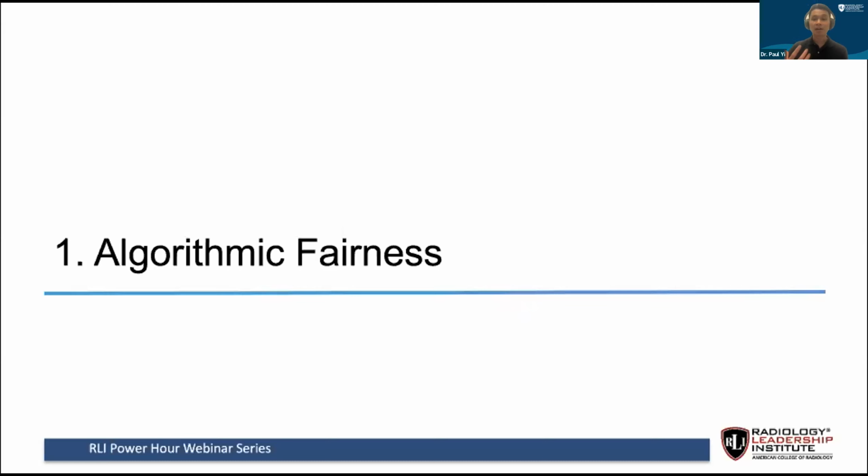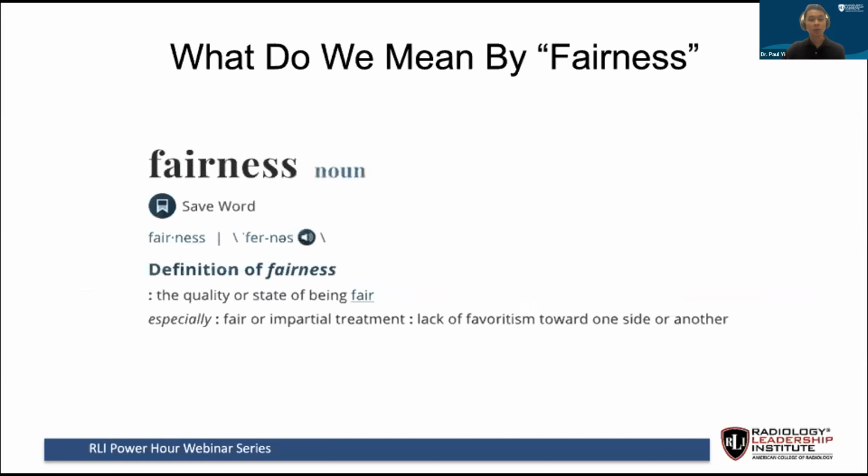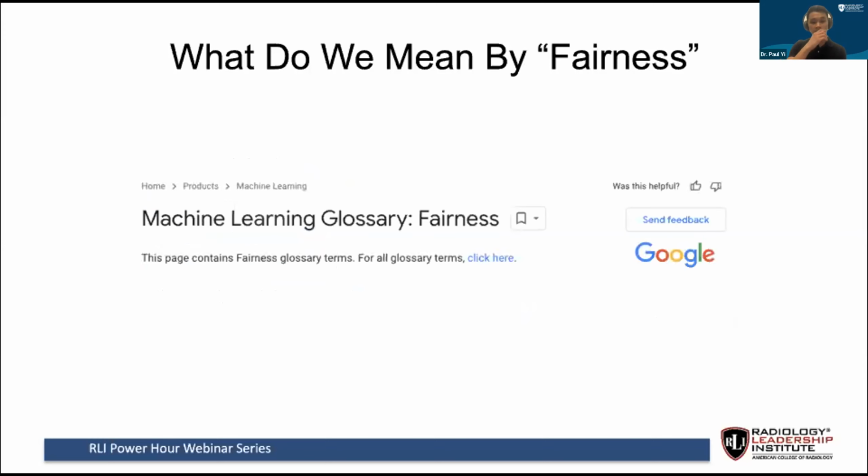So first, let's talk about algorithmic fairness. Before we talk about bias and fairness, we need to first define what we mean by this word fairness. The dictionary defines it as the quality or state of being fair, especially fair or impartial treatment. But this is pretty broad. It's not particularly specific. In fact, if we look to the machine learning community, there are actual well-defined technical definitions of fairness, including a whole bunch of different performance metrics that weigh things that we often think about as radiologists, like sensitivity and specificity.